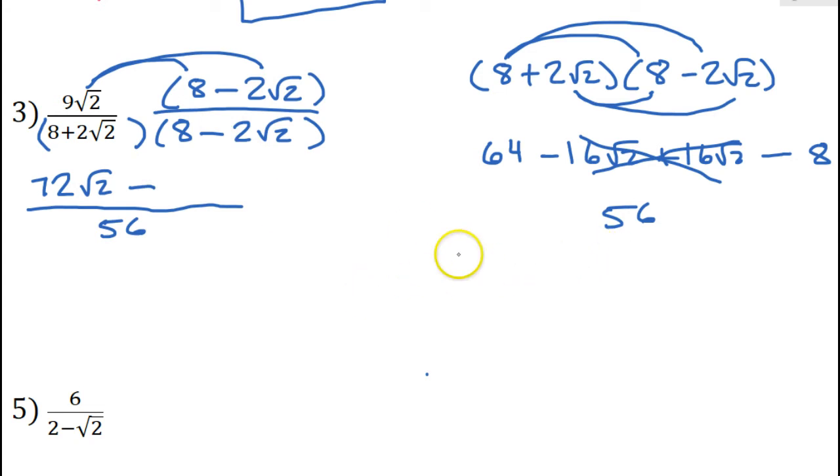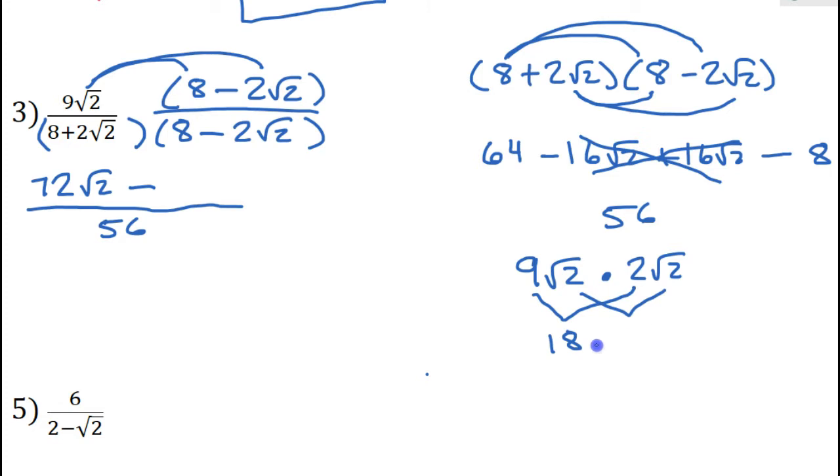Maybe we'll do this off to the side as well. All right, 9 radical 2 times 2 radical 2. All right, again, let's do 9 times 2 is 18. Radical 2 times radical 2 is going to be just 2. And then you have 18 times 2, which is 36. So that's why I'm simply going to have minus 36 right here.